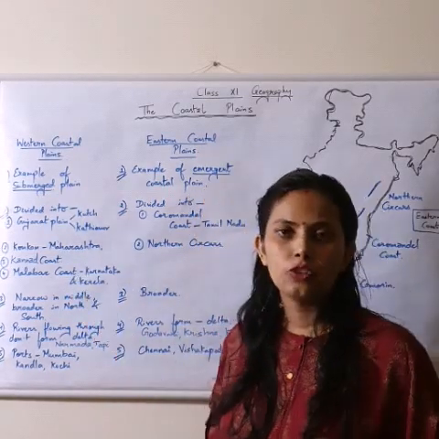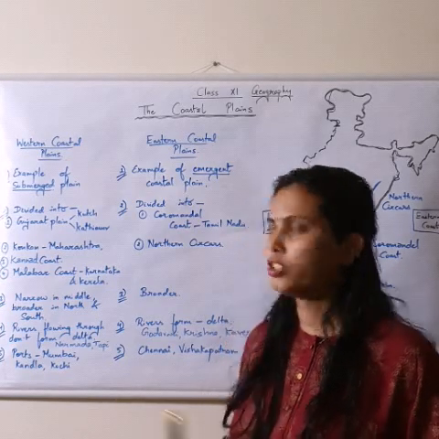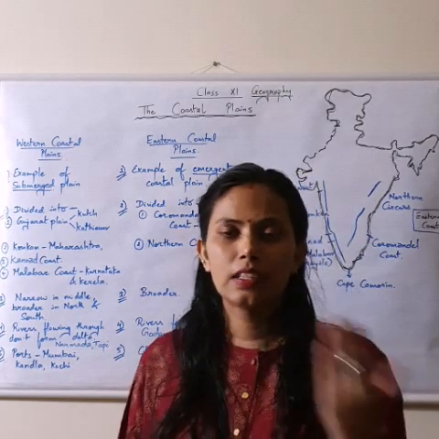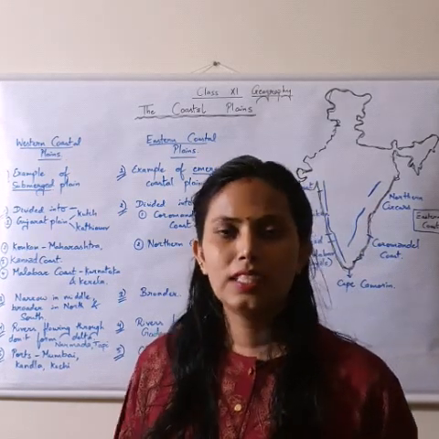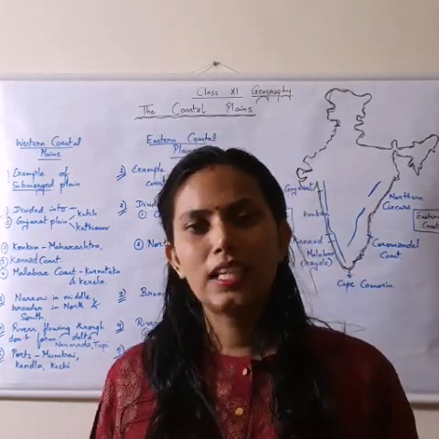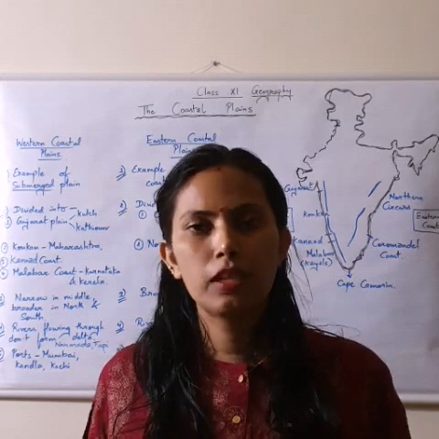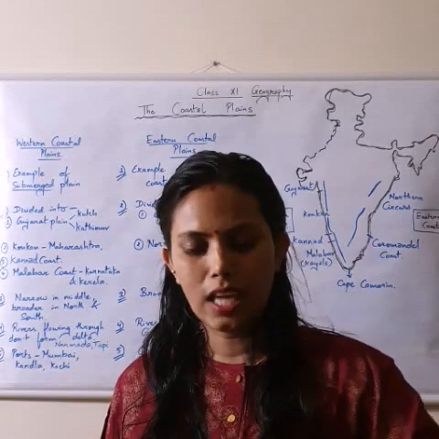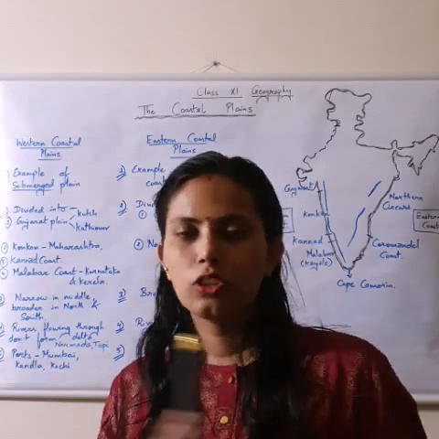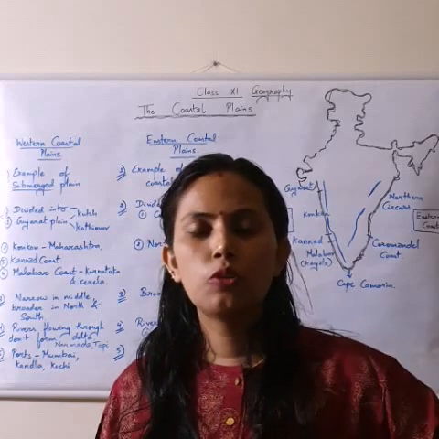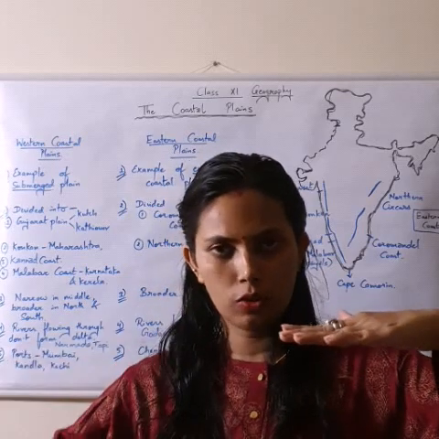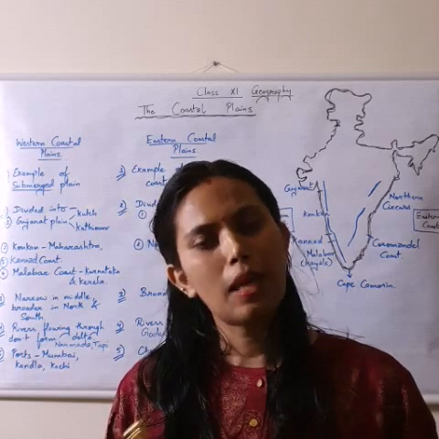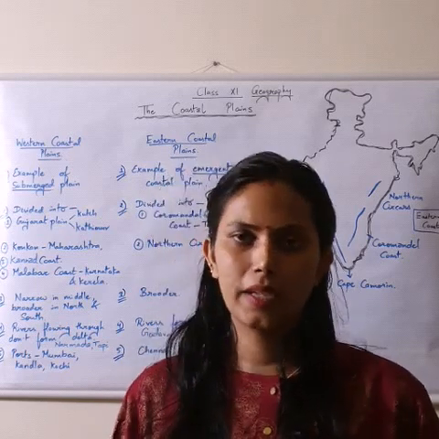Submerged spelling is S-U-B-M-E-R-G-E-D, submerged. Next is an example of emergent coastal plain. On the other hand, if we see the eastern coastal plain of India, that is an example of an emergent coastal plain. Emergent means when the water level of the sea falls down, the coastal plains seem to have emerged. So the eastern coastal plain of India is an example of emergent coastal plain.